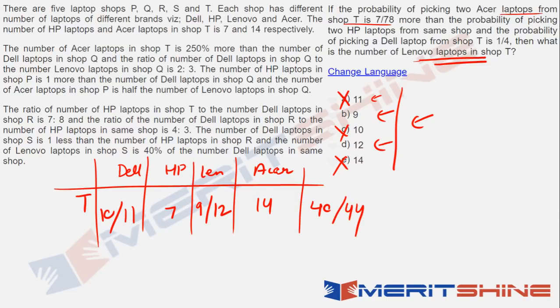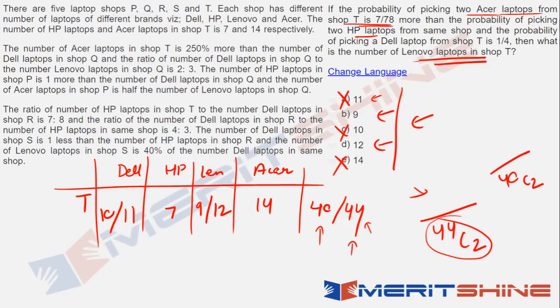Now if you don't want to calculate, how can you do it without any calculation or any knowledge here? Just think like that. When you are talking about picking 2 Acer laptops from a shop here, 2 Acer laptops from a shop means what would be the denominator if you think about that? If it's 44, the denominator would be 44C2. I mean, leave the numerator for a moment, because it's the same thing. Acer or HP, whatever it is, the denominator would be 44C2 if the total number of laptops is this. If the total number of laptops is 40, the denominator would be 40C2.